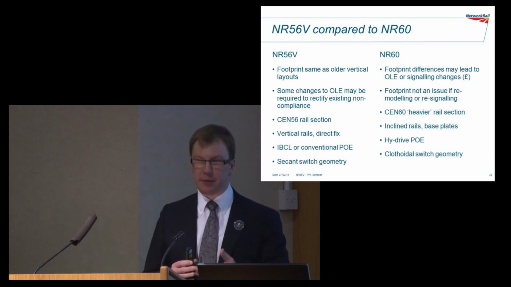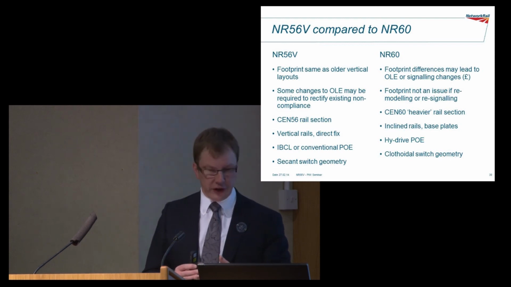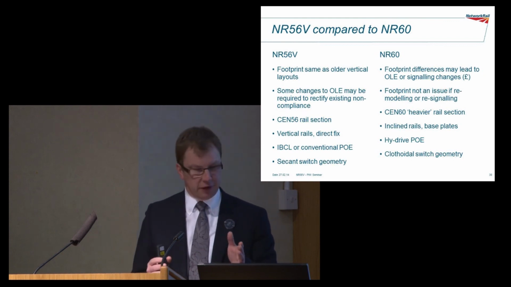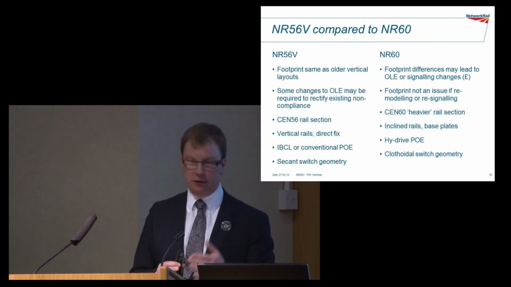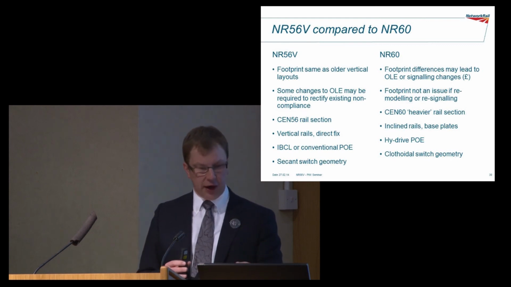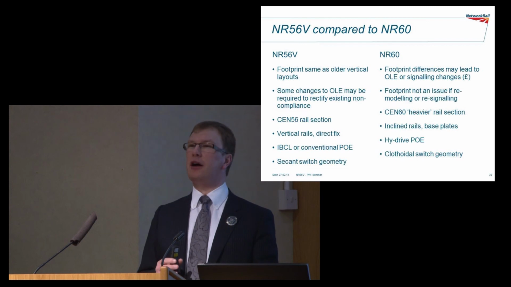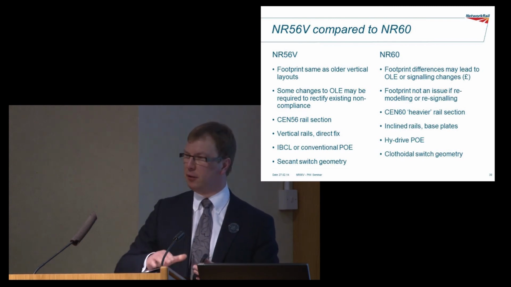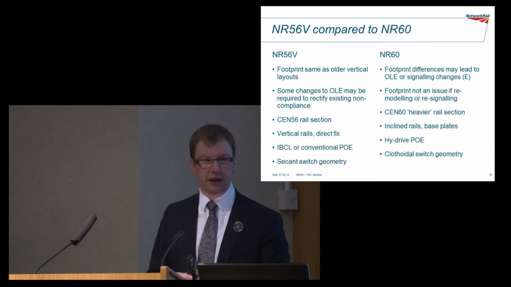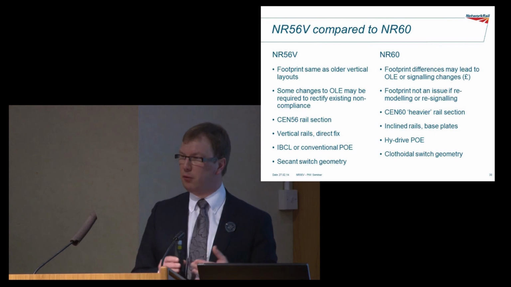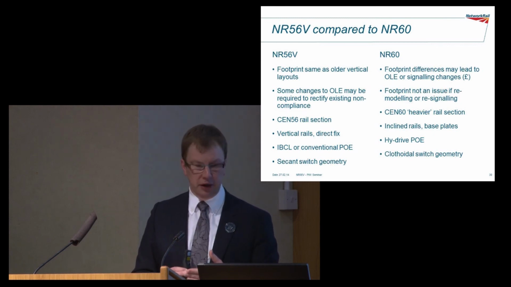The obvious things about the different rail section: NR60 is inclined, and NR56V is vertical. NR56V is direct fix. Because we use vertical rails, it's a lot simpler. We can directly fix onto the bearer with a pad. With inclination, you have to apply the inclination by some method. There are other methods, but what we've always done is used base plate to do that. We find that the best method.